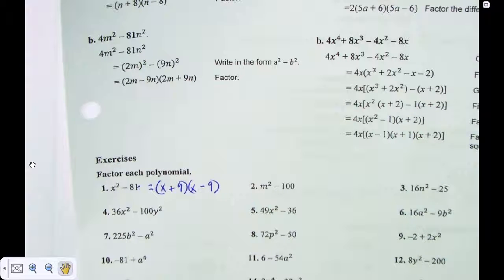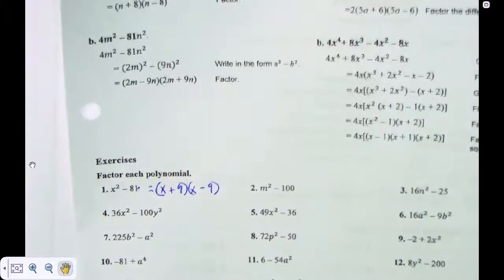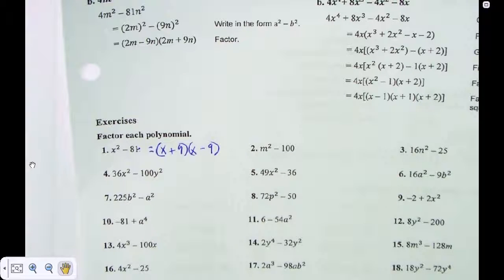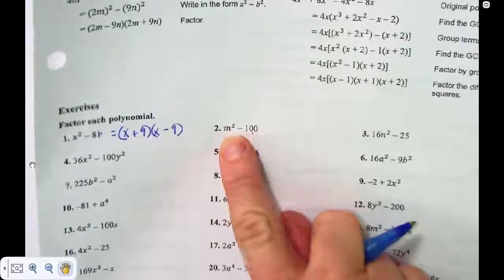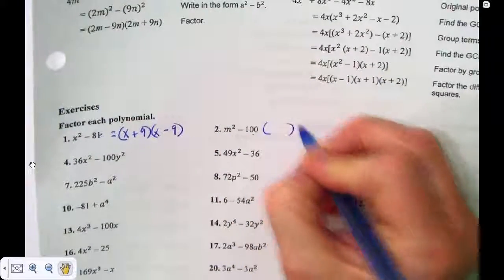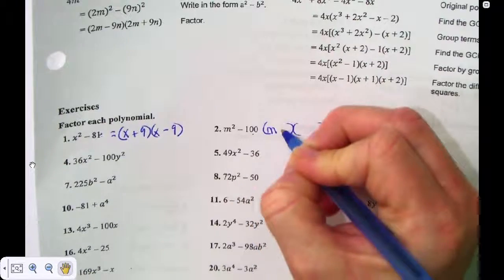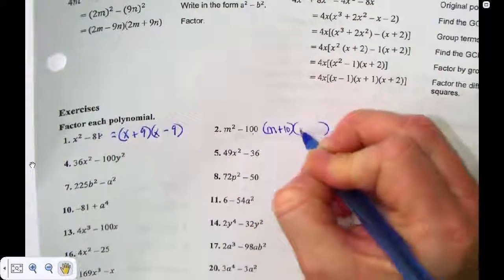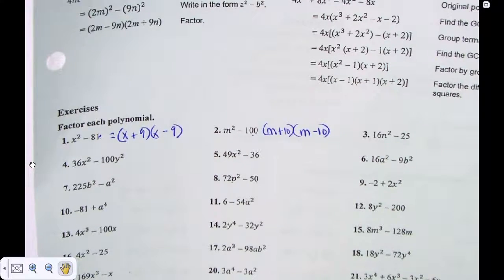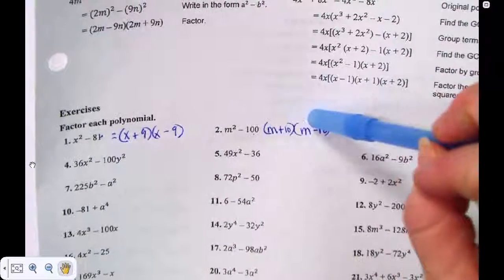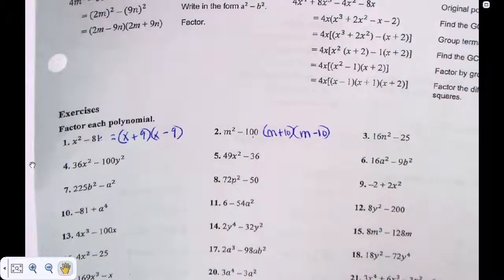So when it says to factor and it's a binomial, if there's nothing you can factor out of there, you have to look deeper and say, well, are both terms perfect squares? So look at 2. Is that a perfect square? 100? And m squared is. So it's going to be m plus 10, m minus 10. That's all it is. And you can put the minus first. I just usually put the plus first just because.